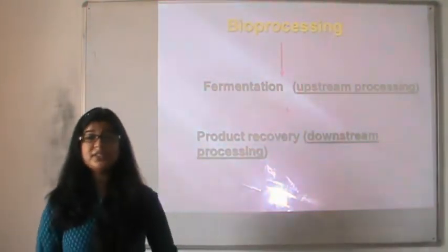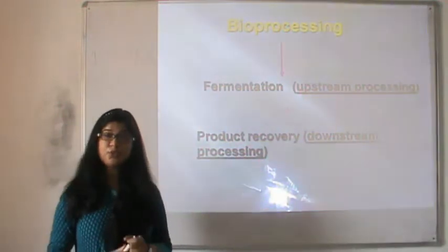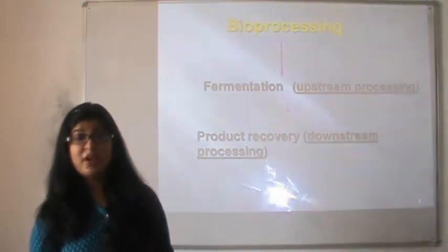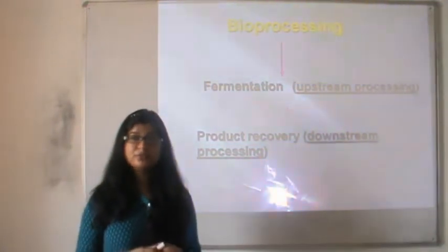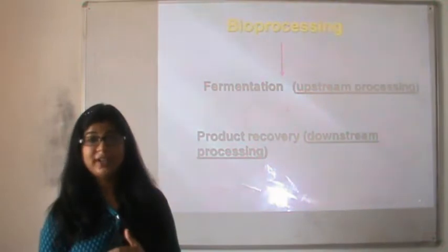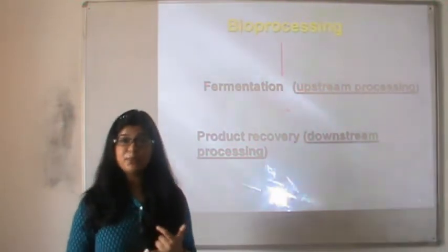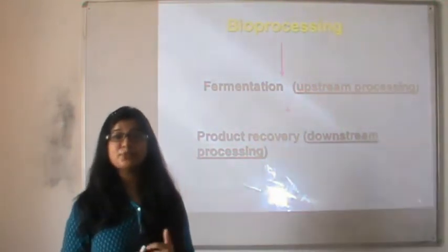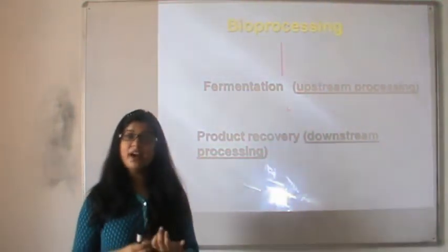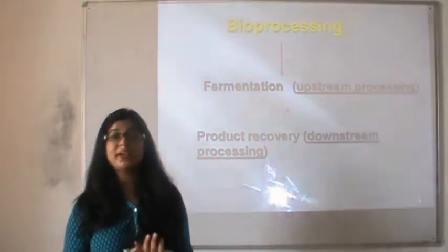Now, bioprocessing consists of two processes, upstream processes and downstream processes. From media formulation to production of product, it is known as upstream process. That is, fermentation is an upstream process. And downstream processes are recovery, isolation, extraction, packaging of product.